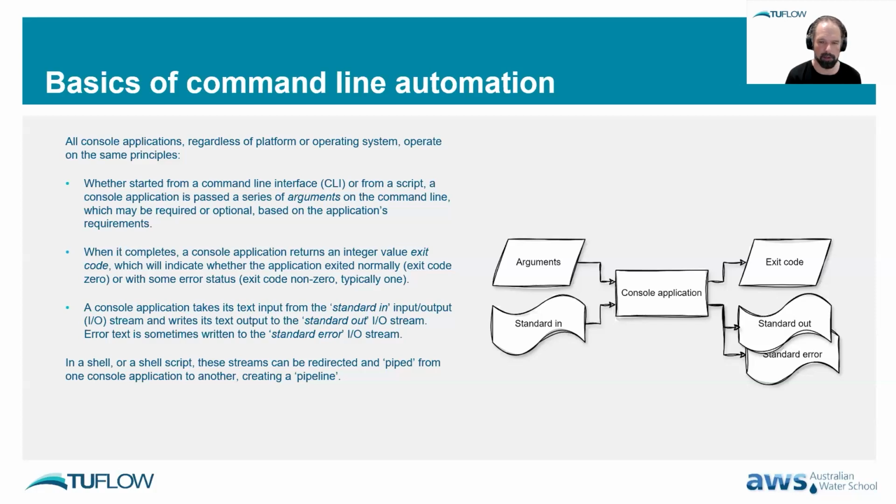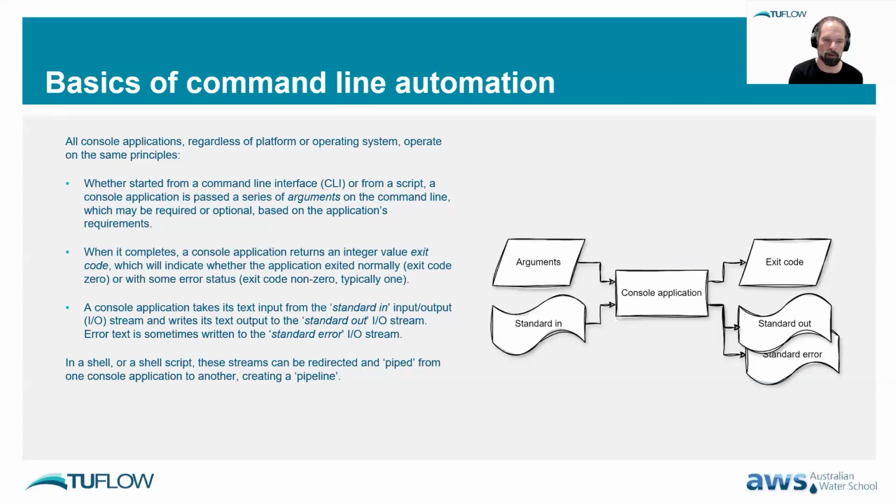If you run a model like TUFLOW, you're familiar with this. You start the TUFLOW executable, which is a console application. It takes arguments on the command line. If it succeeds, it gets an exit code of 0. If it doesn't, it gets an exit code of 1 or other. There's no standard in really for a TUFLOW application. It just works off of files, but it does generate a lot of standard out. We're all familiar with the text scrolling by quickly, which basically amounts to the log output, but there might be other output there as well.